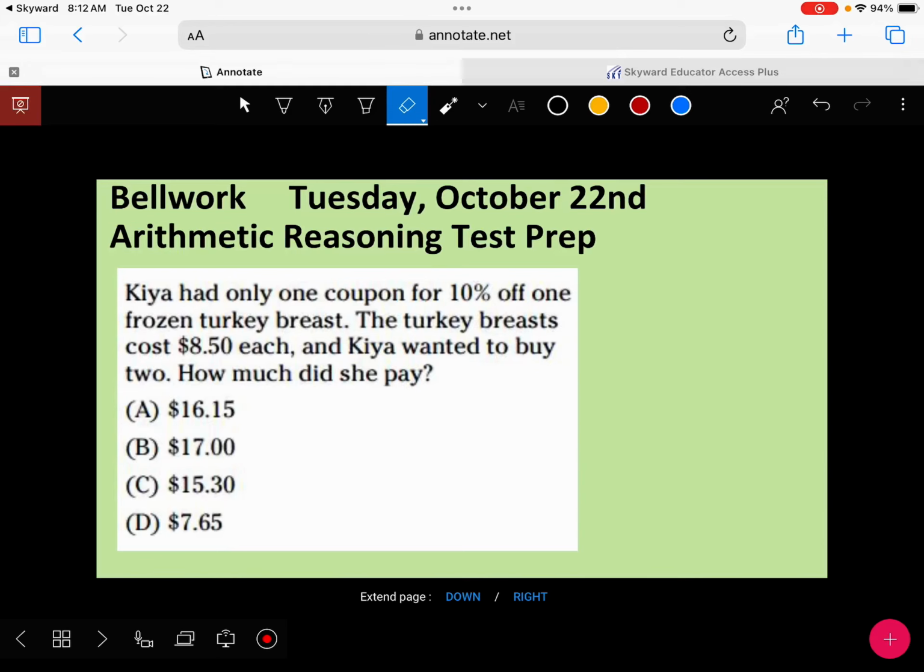All right, so it says Kaya had only one coupon for 10% off of one frozen turkey breast. The turkey breast cost $8.50 and she wanted to buy two. So the first thing we need to figure out is how much is 10% of $8.50.